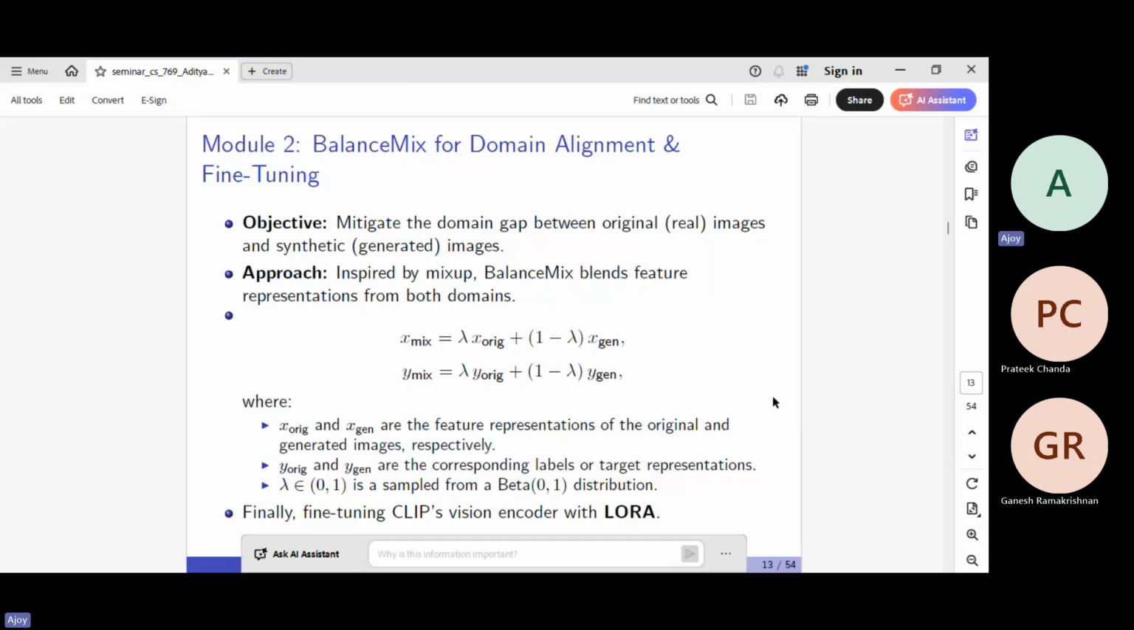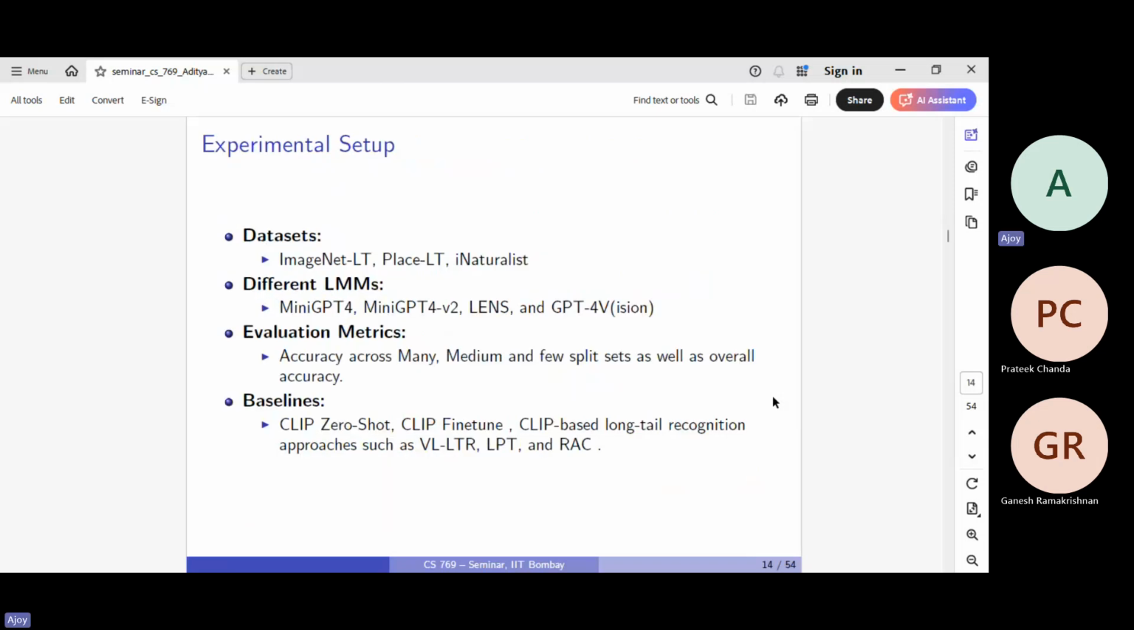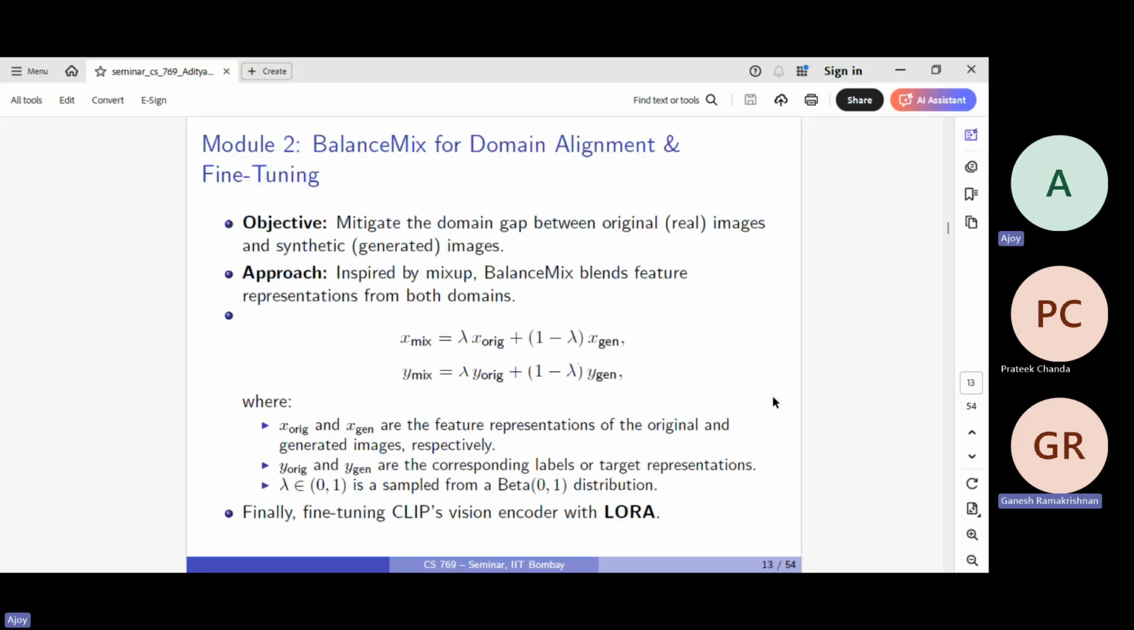So they took the real image and the synthetic image of the same class and did mixup augmentation, and finally they fine-tuned the CLIP vision encoder with LoRA. In this, they have used these particular datasets. Experiments are not too important, but the baselines are important. Before that, the balance mix part is basically to mitigate the domain gap between the real and the synthetic images.